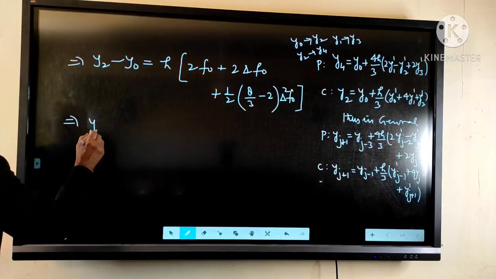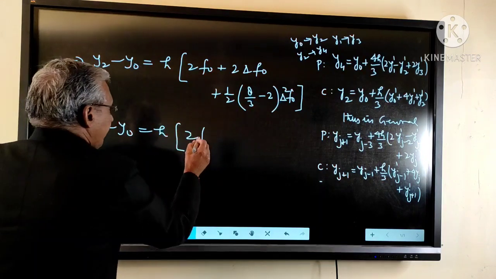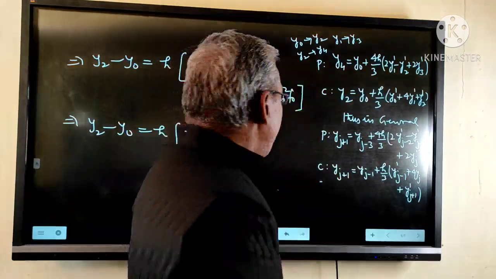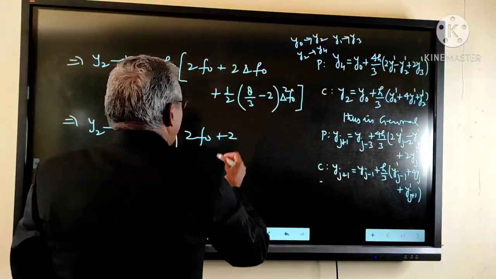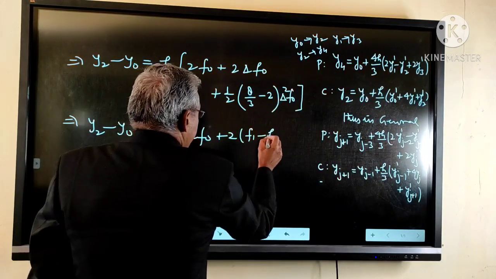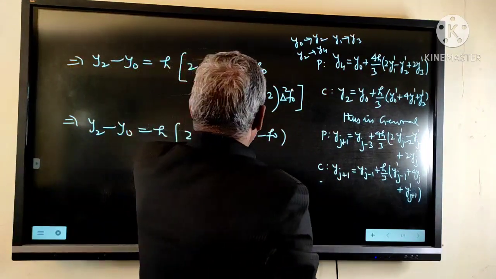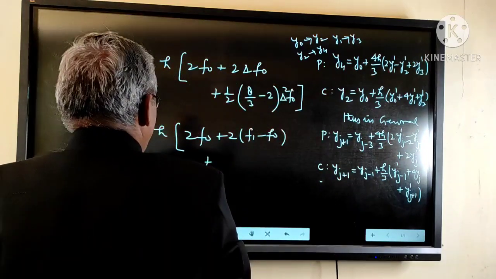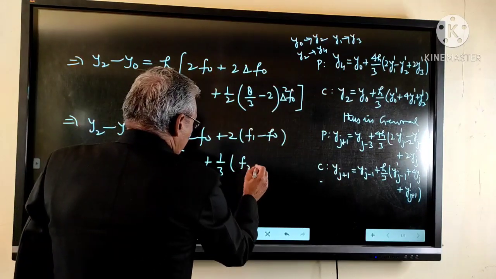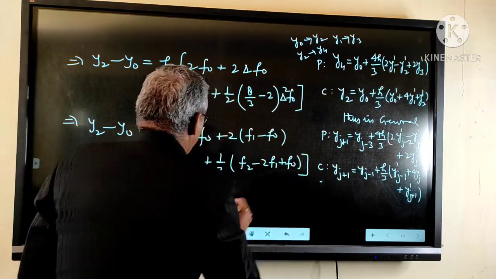This equals y2 minus y0 equals h times 2 of f of 0. Applying the forward differences at t equal to t0, this can be written as f1 minus f of 0 plus, this value 8 by 3 minus 2 is 2 by 3. So this is 1 by 3, this is f2 minus 2f1 plus f of 0.